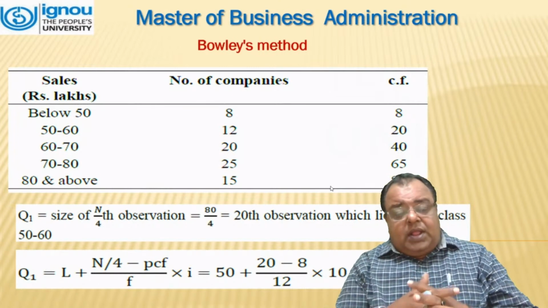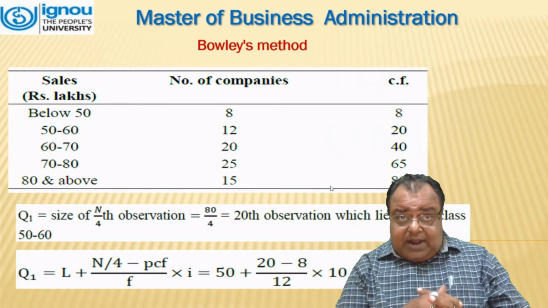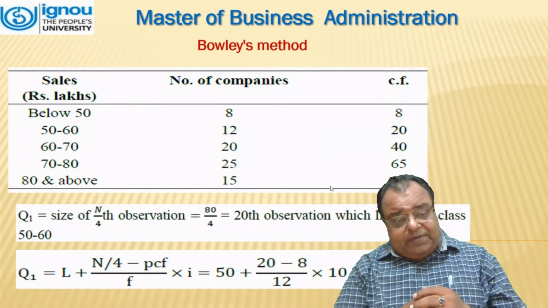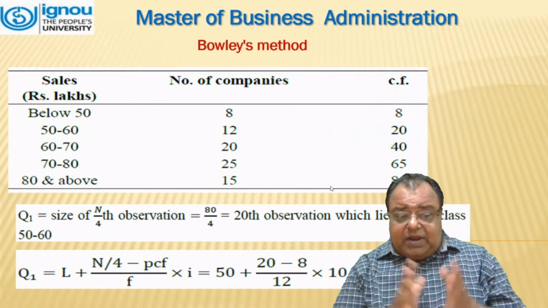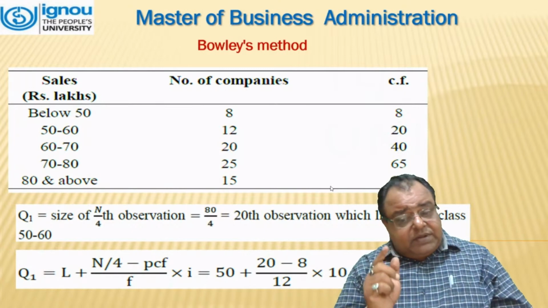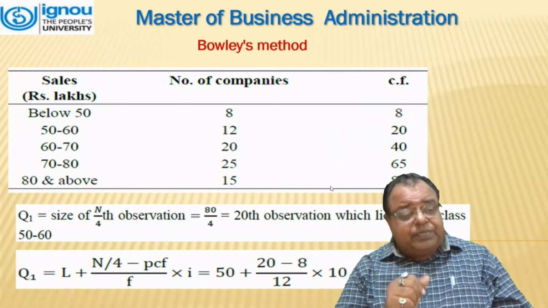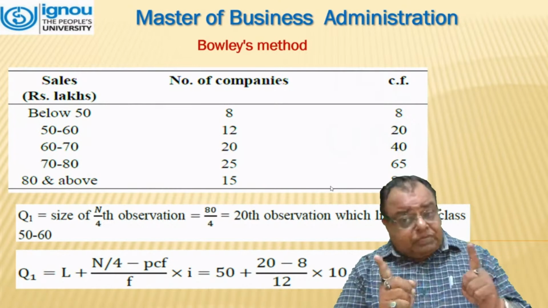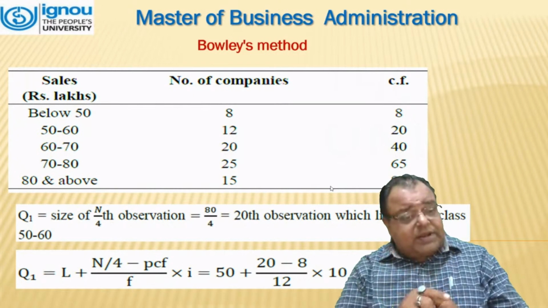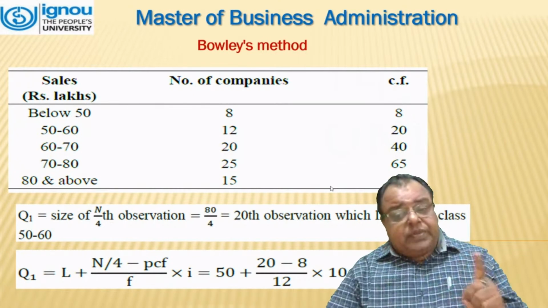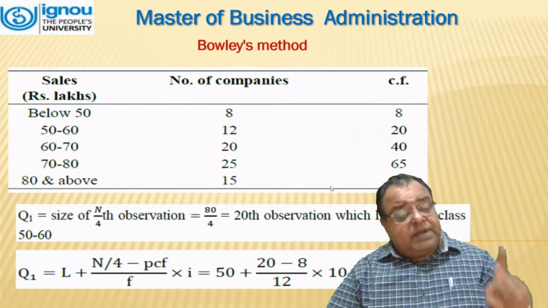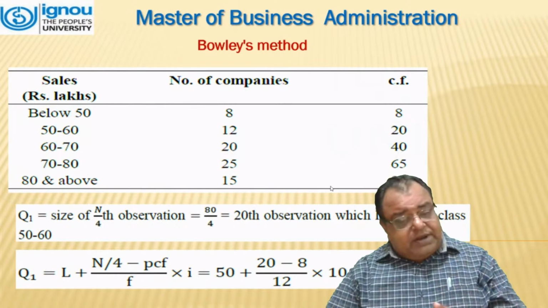Now, we have to calculate quantiles Q1, Q2, Q3. Q2 is median. We will start with Q1. For Q1, your N is 80. 80 divided by 4 will give the 20th observation. You have to check this 20 in terms of cumulative frequency. That lies in the class interval of 50 to 60. So here in that case, L will be 50. N by 4 is 20.